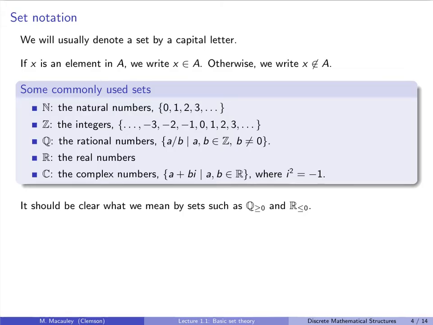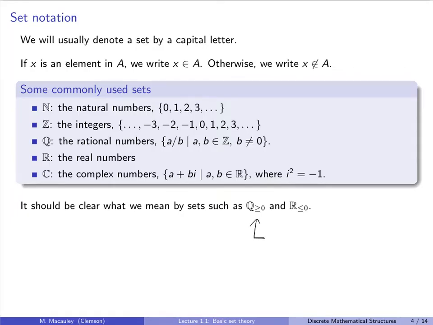Sometimes we will want to speak of sets such as the non-negative rational numbers or the non-positive real numbers, and we can use little subscripts of greater than or equal to 0 or less than or equal to 0 or things like that to denote those sets. I think it's usually clear from the context what we mean.